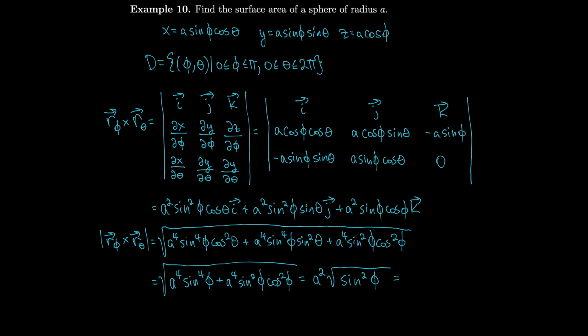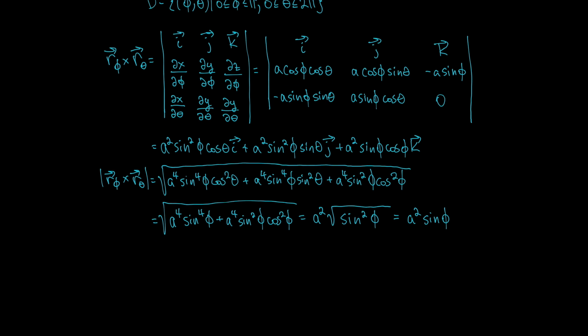But phi is greater than or equal to 0. So that means that sine phi is greater than or equal to 0. So I've got a squared sine phi. I could take the square root without having to worry. I think we can finally get our surface area now.